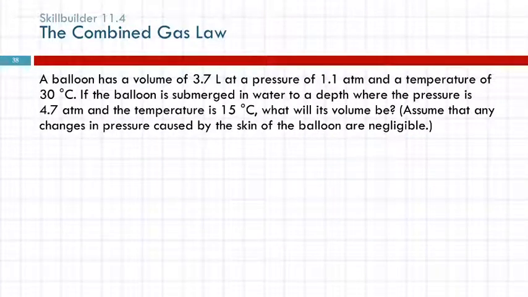Let's do another problem. A balloon has a volume of 3.7 liters at a pressure of 1.1 atmospheres and a temperature of 30 degrees Celsius. If the balloon is submerged in water to a depth where the pressure is 4.7 atmospheres and the temperature is 15 degrees Celsius, what will its volume be? And the fine print: assume that any changes in pressure caused by the skin of the balloon are negligible.